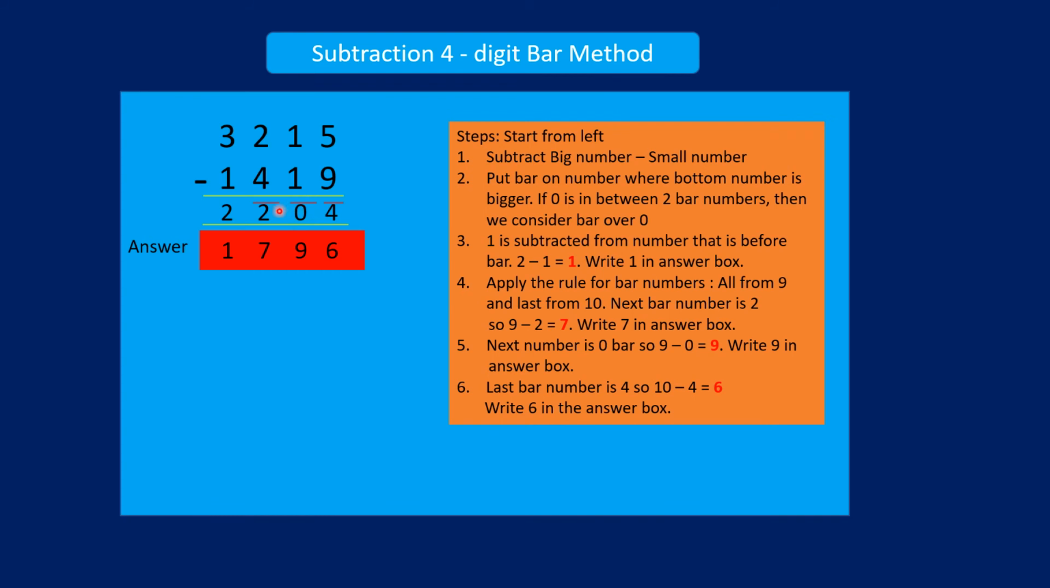Next step. Any number before the bar number, you subtract 1. 2 minus 1, 1. And for bar numbers, we always remember, we apply the rule all from 9 and last from 10. So the next bar number is 2. 9 minus 2 is 7. 9 minus 0 is 9. And for the last, 10 minus 4 is 6. So 1796 is your answer. Let's take another example.